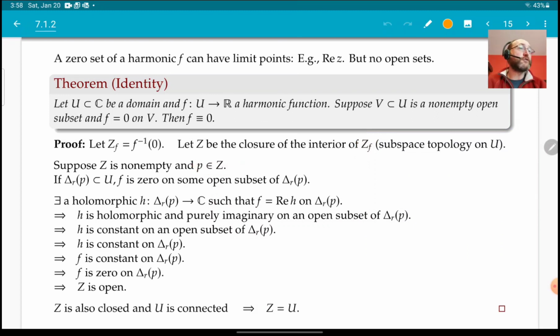But Z is also closed, because, well, it's the closure. So it's an open and closed subset of U. U is connected. Therefore, Z is equal to U, and we're done.